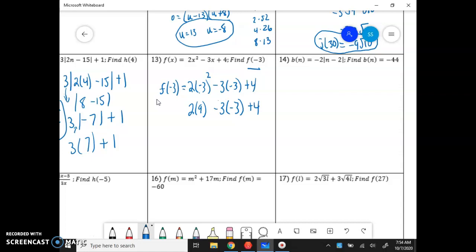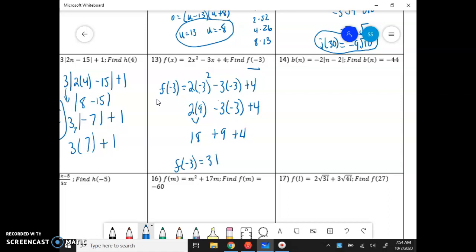Now I can go ahead and multiply. 2 times 9, that's 18. Again, we get +9 plus 4. And we should get the f of -3 is equal to, add them all up, we get 31.